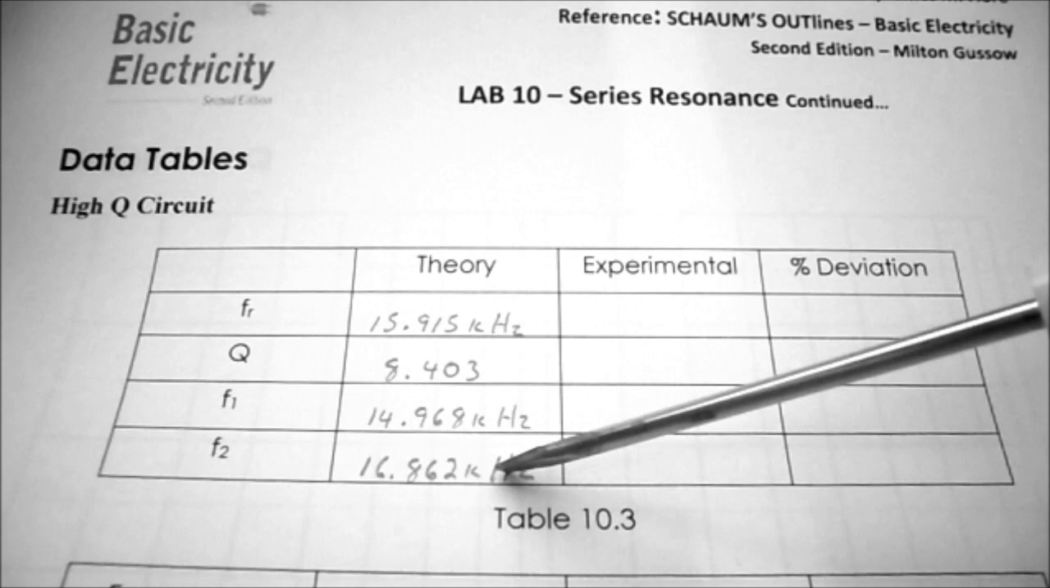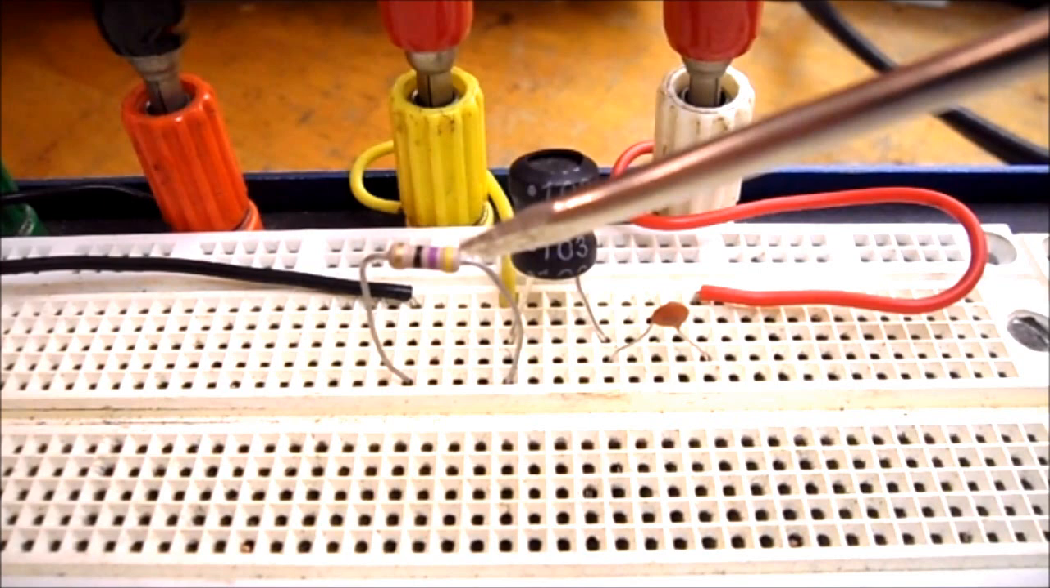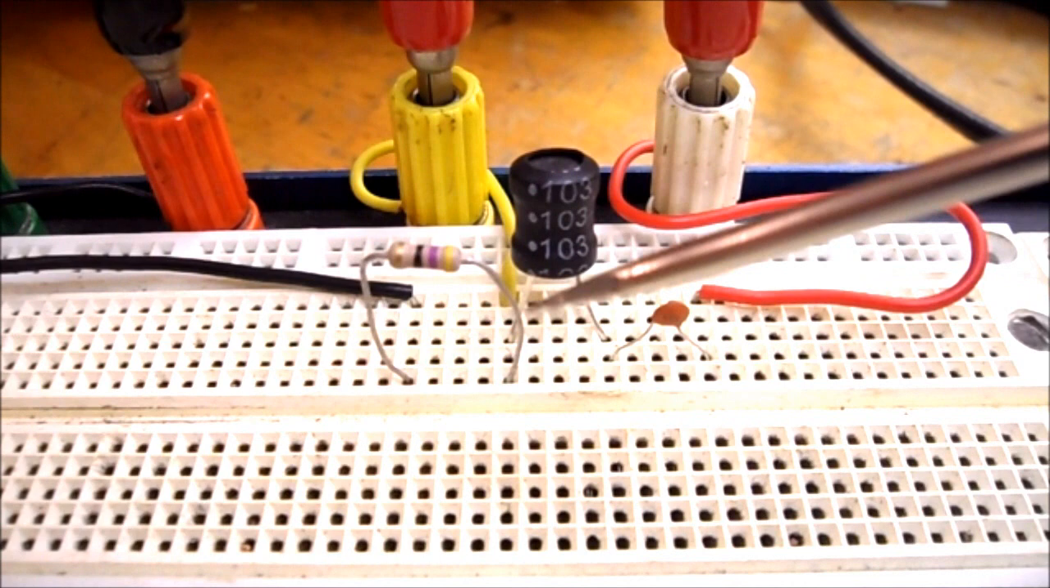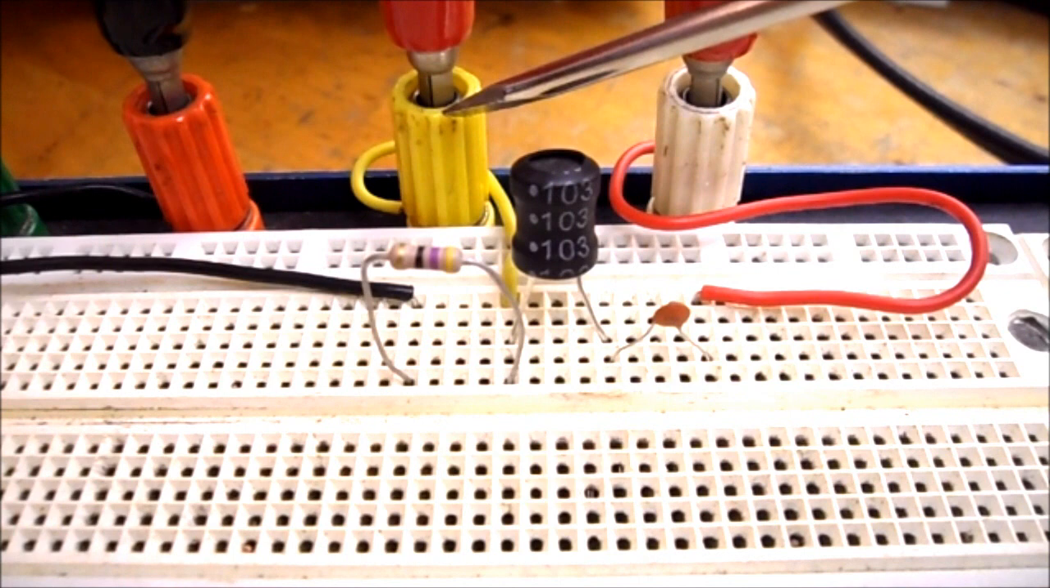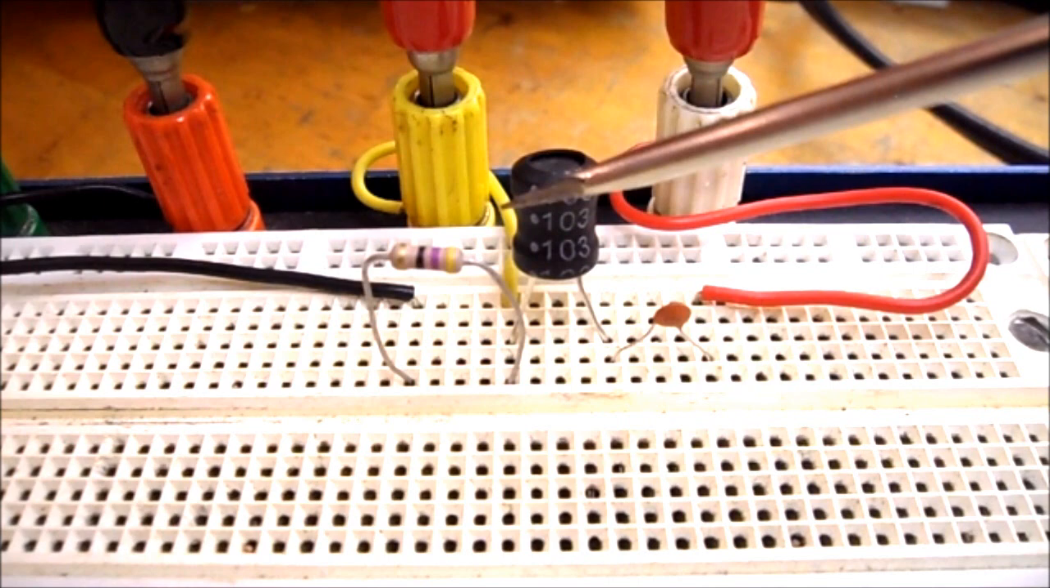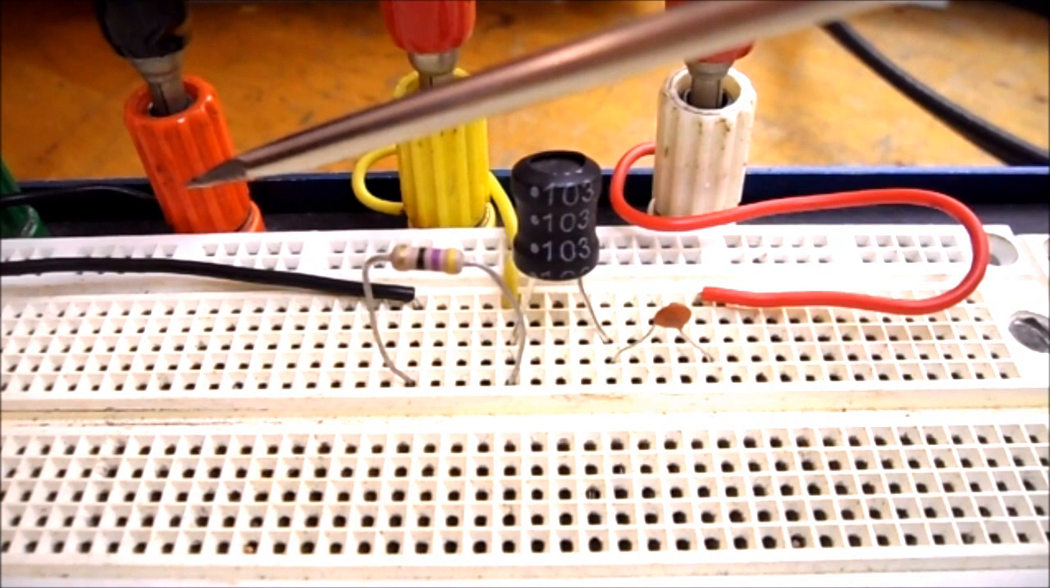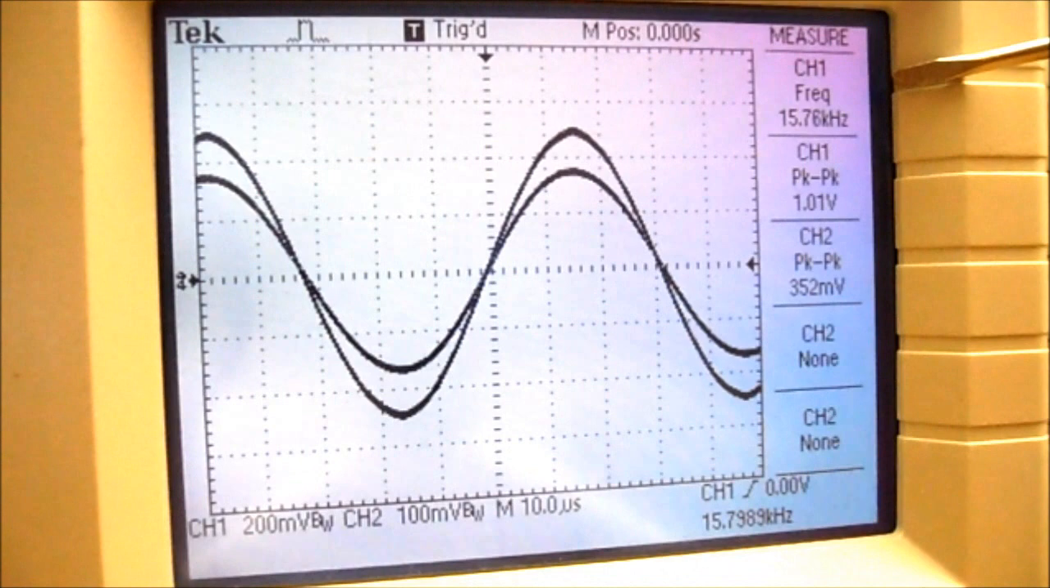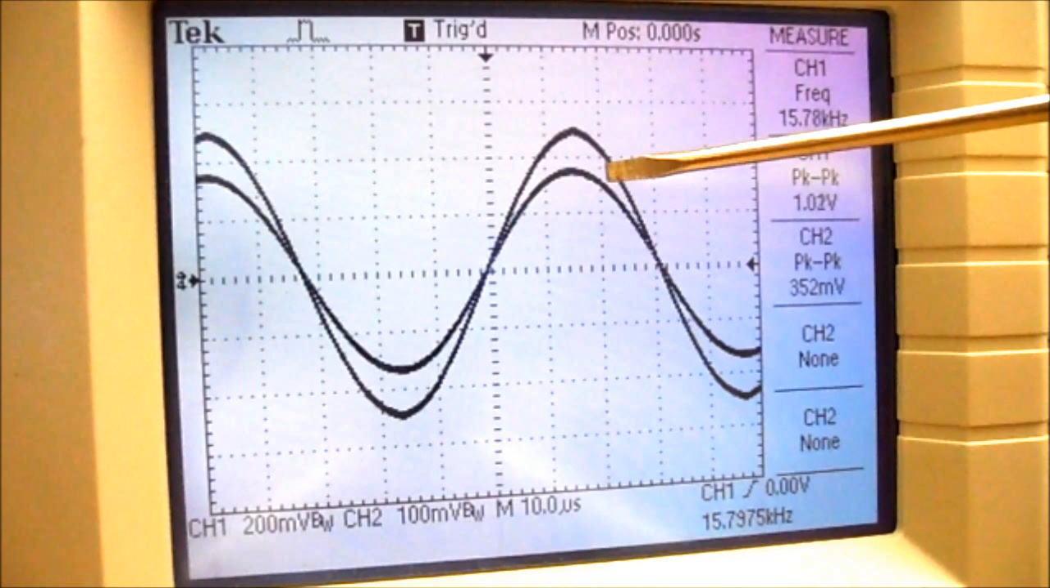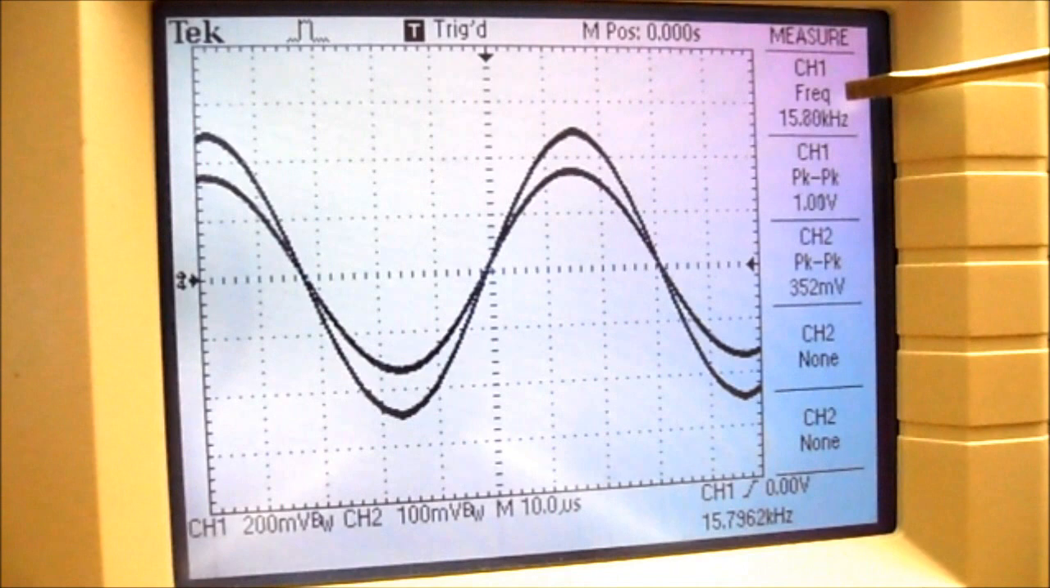I've now rebuilt my circuit and have inserted a 47 ohm resistor. Notice one leg goes to ground, the other leg goes to the inductor, and at that midpoint I have it going to channel 2 of the oscilloscope. So channel 2 of the oscilloscope is looking at the voltage drop across my 47 ohm resistor, going back to the common of the function generator. I've adjusted my function generator until the two waveforms are in phase and channel 2 is at its maximum. And you can see in my case that is 15.8 kilohertz and channel 2 is 352 millivolts.